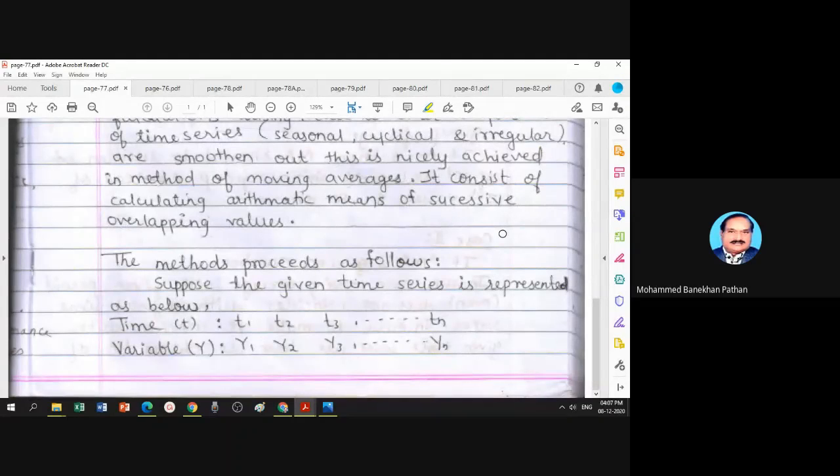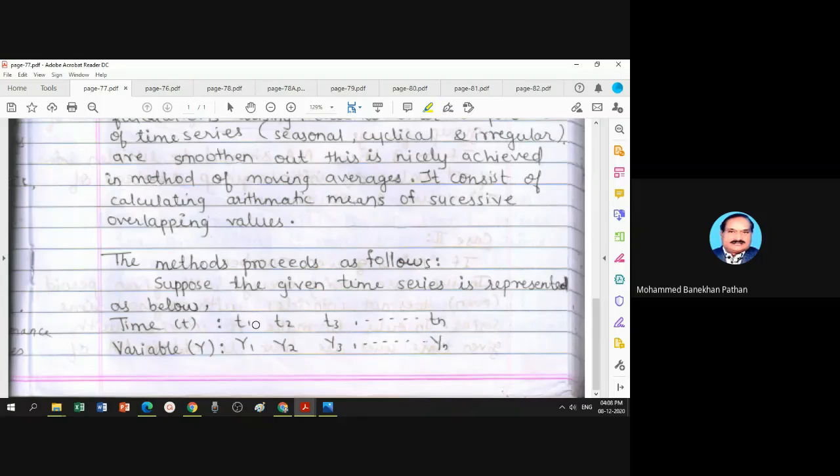Suppose I denote a time series as below. Time factor by small t, that is t1, t2, t3, dash dash tn. Time may be in terms of days, months, years, any time factor. Depends on the variable under study. In last lectures, I told you many examples of time series where time may be month, hours, day, year, semi-quarter, etc. The variable under study denoted by capital Y.